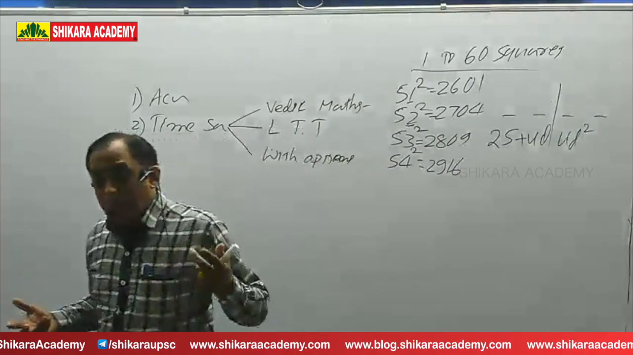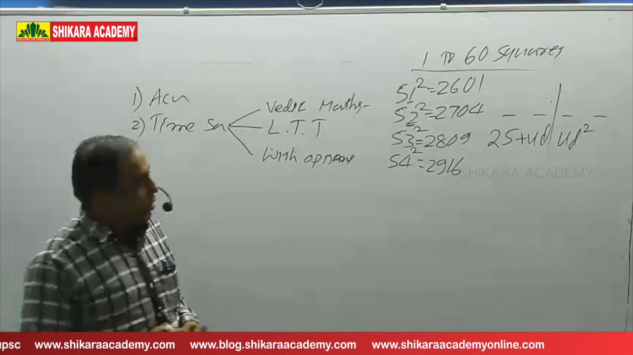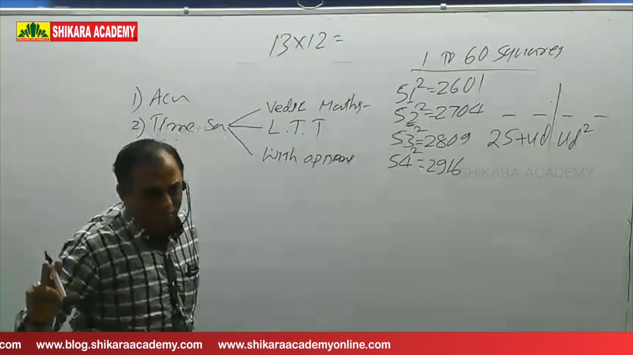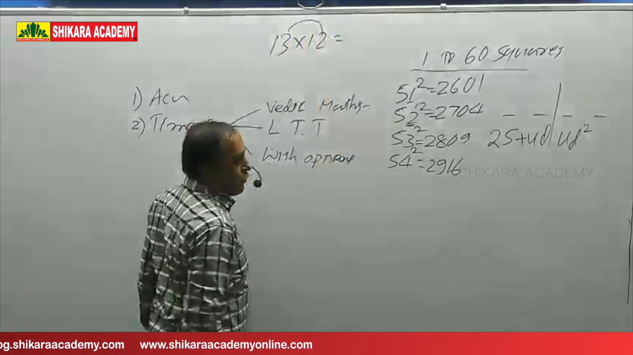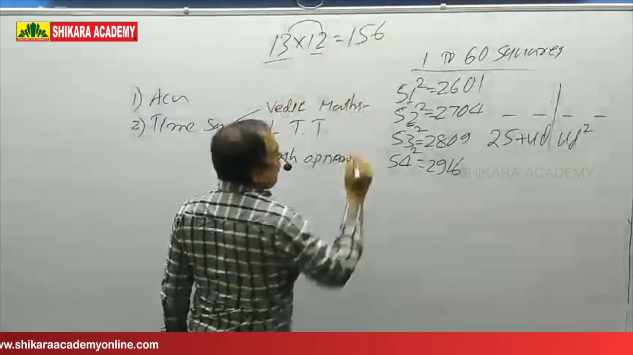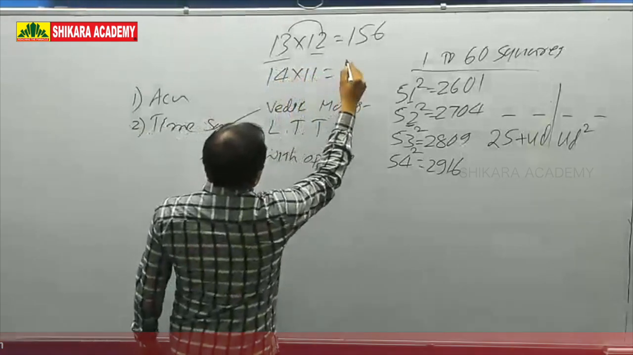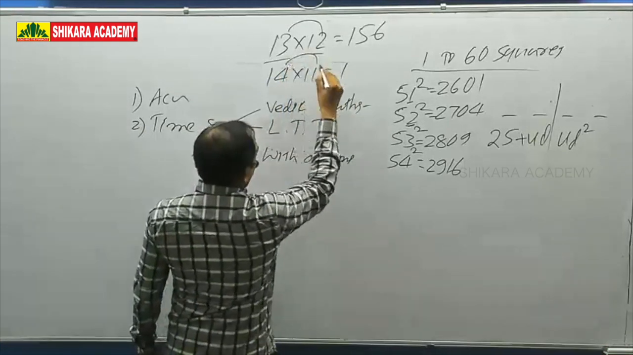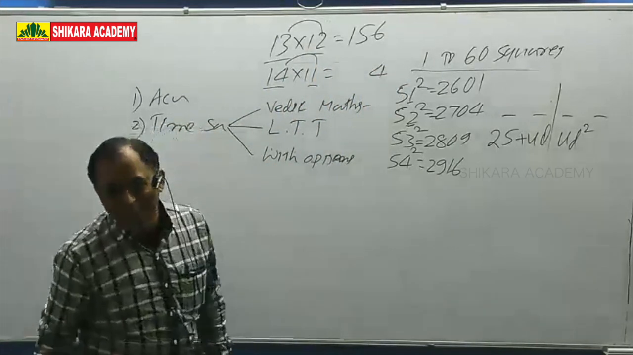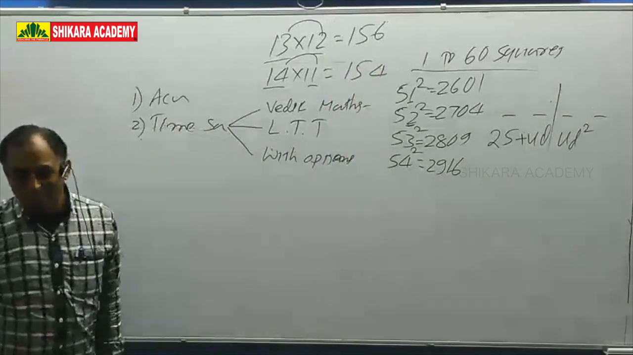So how to multiply? Within some questions, within 3 to 4 seconds we can find the product. Example, 13 into 12. Very simple with Vedic maths. First, to find the product of these two numbers: 3 into 2, 6. 13 plus 2, 15. So 156. Only 3 seconds. For example, 14 into 11: 4 into 1, 4. 14 plus the unit digit in the second number, 14 plus 1, 15. So 154. That is one simple technique.